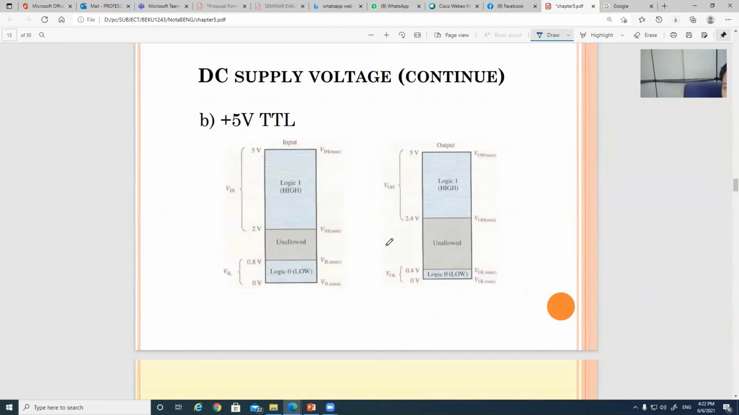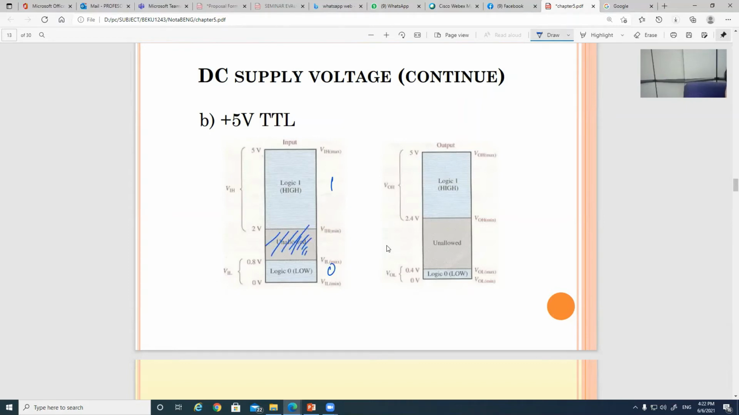Before this was the 5 volt CMOS. Now you can see the 5 volt TTL, transistor-transistor logic. As you can see, the difference between the input and output is as before, but for the CMOS it is quite different. For the CMOS it is from 4.5 volt, for example, but for the TTL logic 1 is from 2 to 5 volt, and logic 0 is from 0 to 0.8 volt.